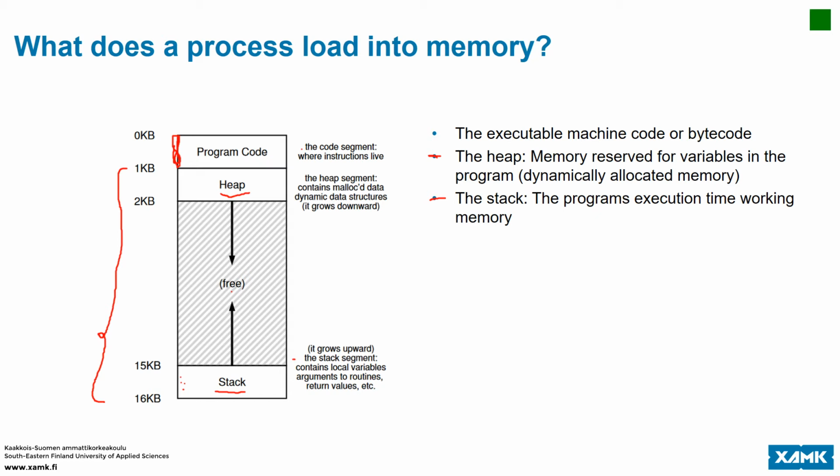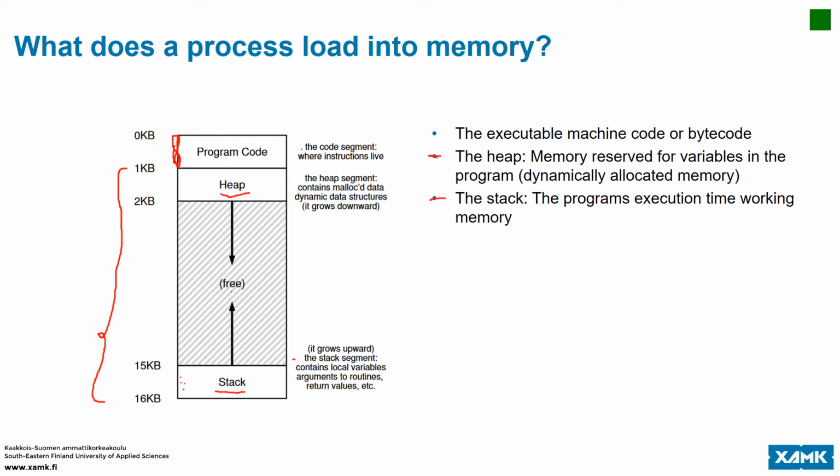Now, what are these extra memory segments here? So the heap is basically memory that's reserved for all the variables that you have in the program. If you assign some value to a variable, that value needs to be stored somewhere. So that is what is called the heap. And the more variables you have, the bigger the heap becomes. Or well, the more memory pages the heap needs, the operating system needs to reserve for the heap.